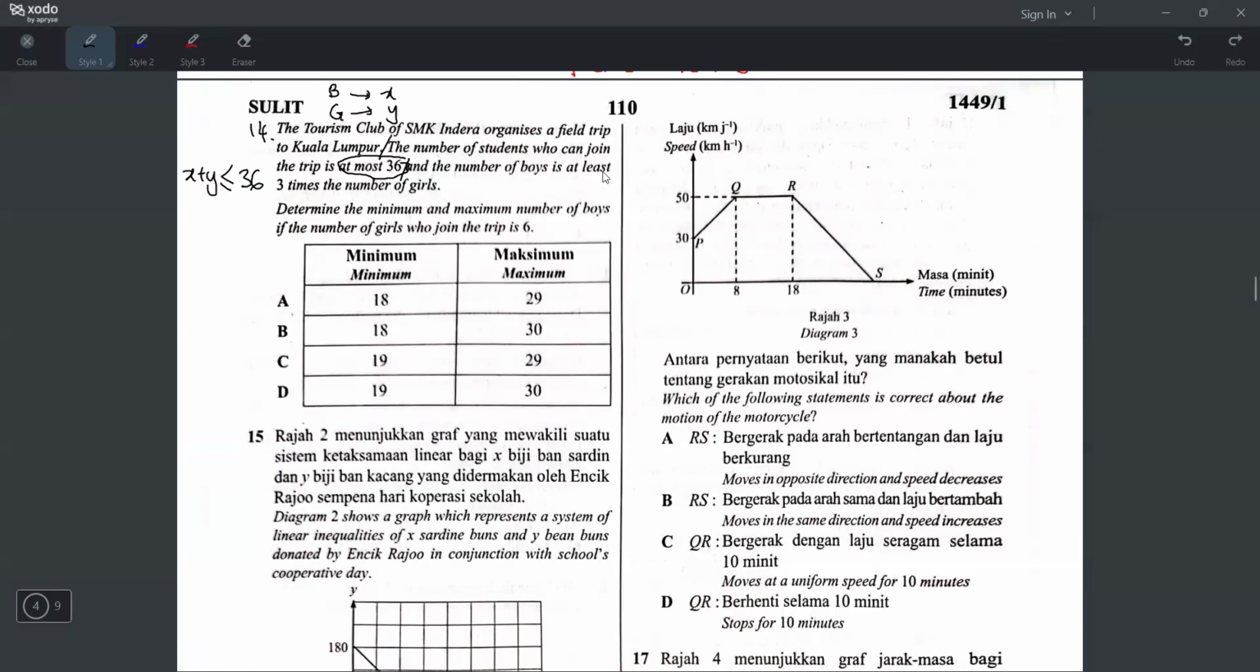And then the number of boys is at least 3 times the number of girls. So number of boys, which is X, at least, sekurang-kurangnya, so bigger or equals 3 times the number of girls. So 3Y. Okay. So now we have 2 inequality.